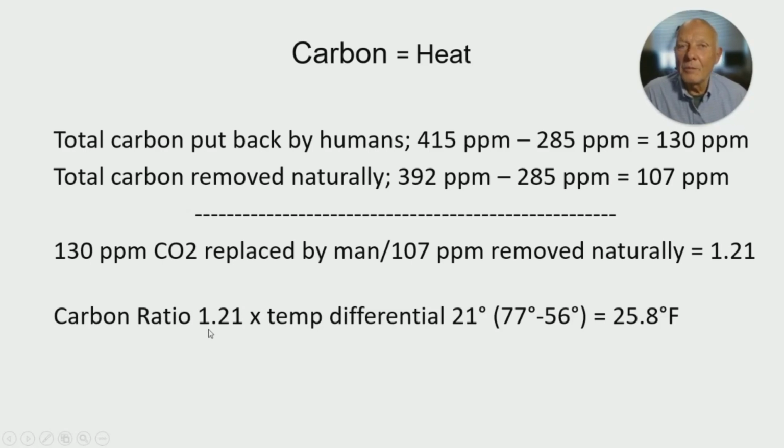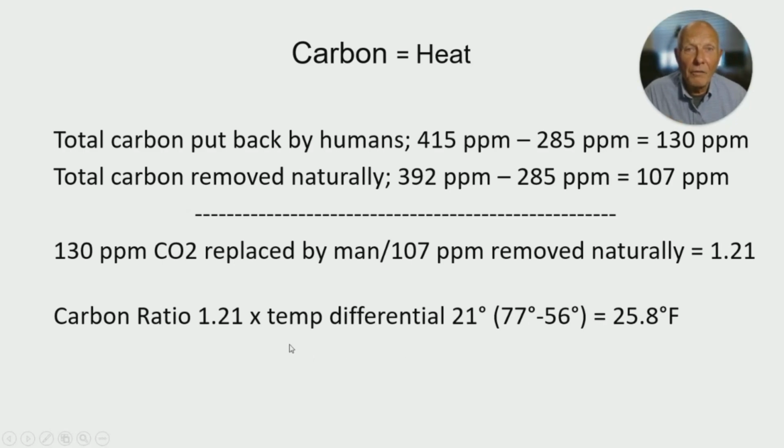Multiply the carbon ratio times the temperature differential. Why? Because we want to know how hot the Earth is going to get. We put back a certain percent of the carbon. So we do the arithmetic, 77 degrees Fahrenheit 50 million years ago, 56 degrees Fahrenheit pre-industrial. That means that nature cooled off the Earth an astonishing 21. I said that backwards. Take that back. Carbon ratio is 121. The temperature differential is 21 degrees. That means we have put back enough carbon to increase the Earth's temperature eventually to 25.8.